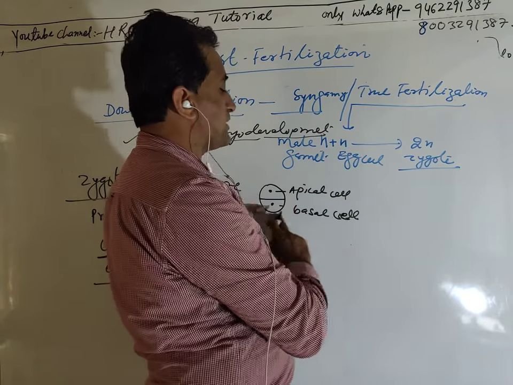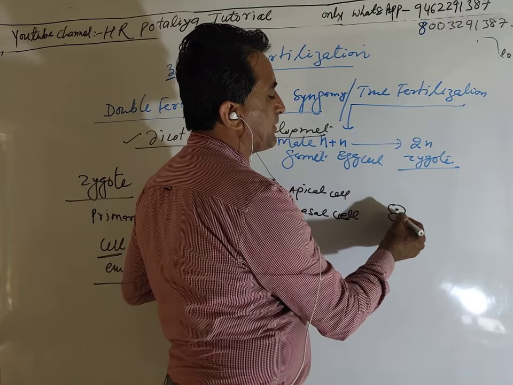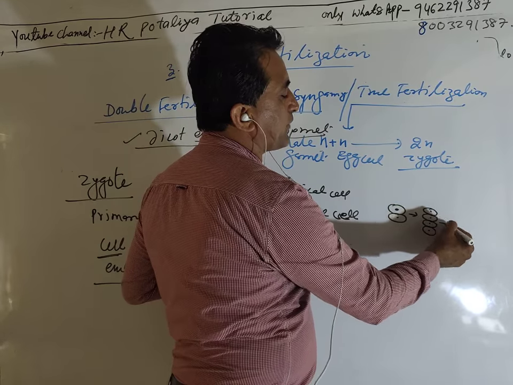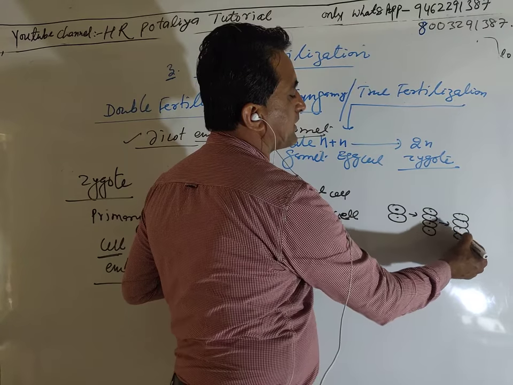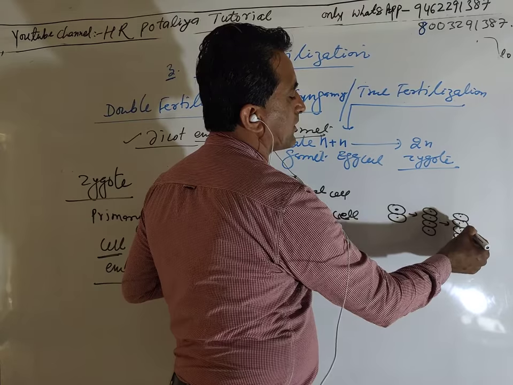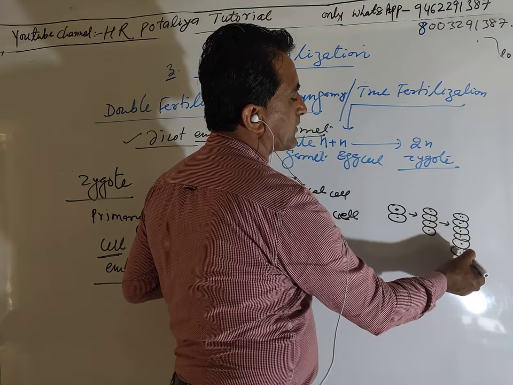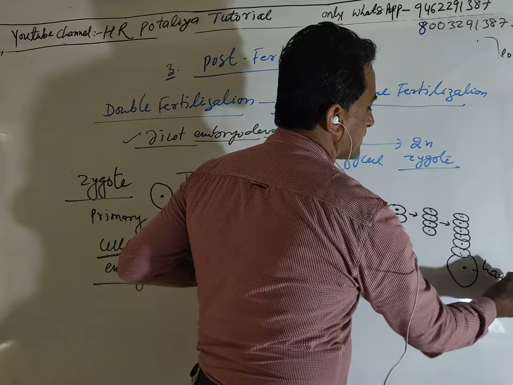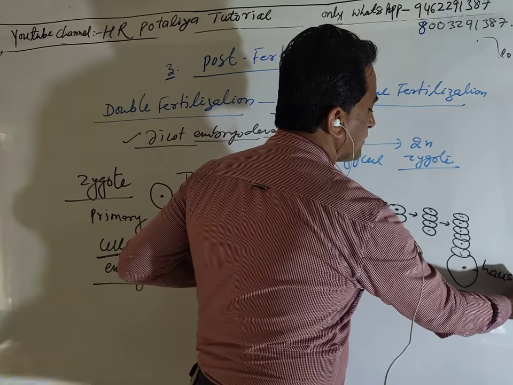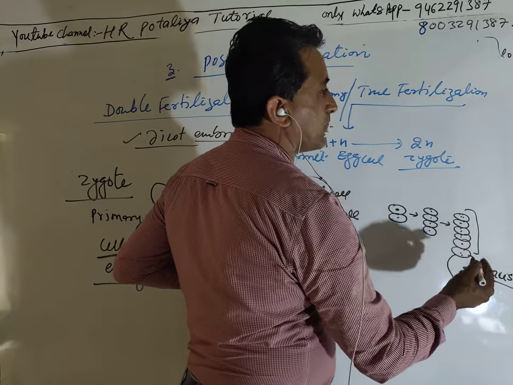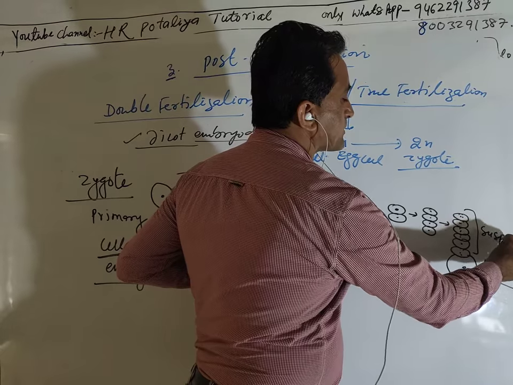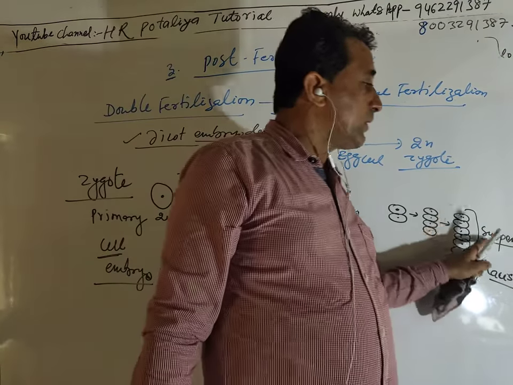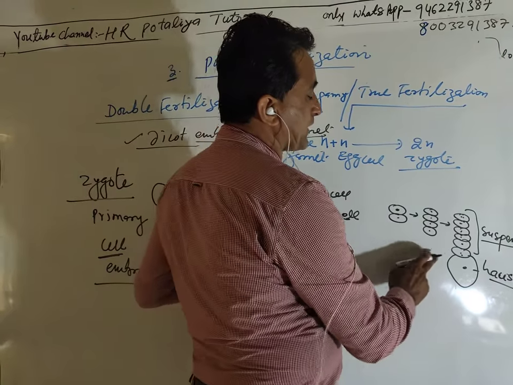So first let me tell you about the basal cell. In it, 1 cell becomes 2 cells, 2 cells become 4 cells, but they are in a linear form, and from 4 there will be 8 cells. The last cell will be of long size, that is the haustoria, and the remaining long cells are the suspensor. And the suspensor is the structure which is responsible for holding the embryo.